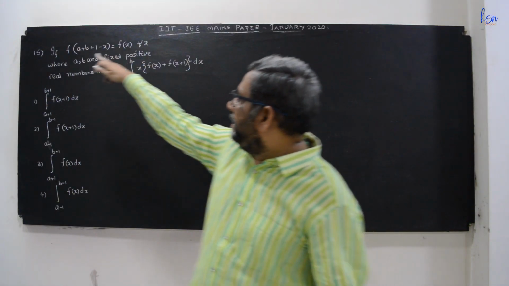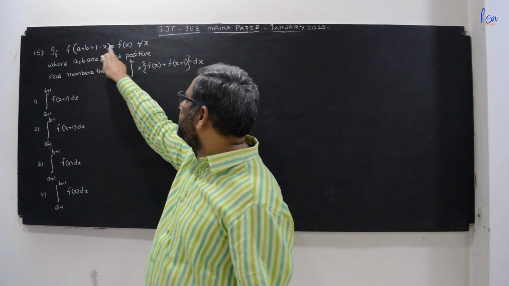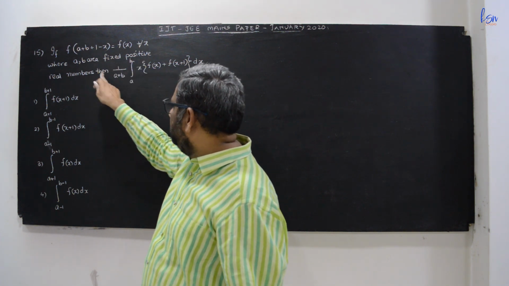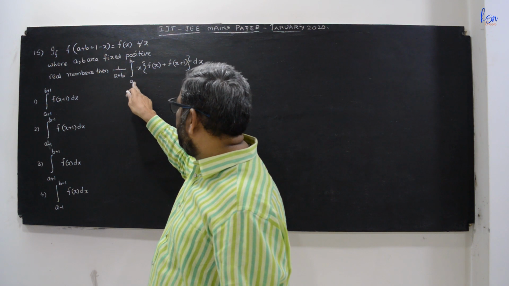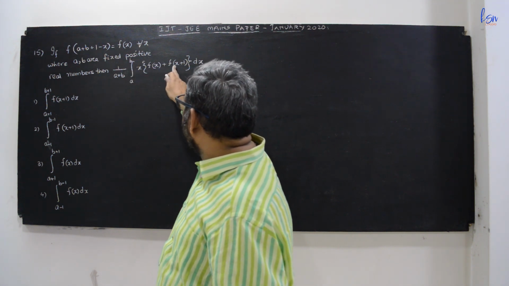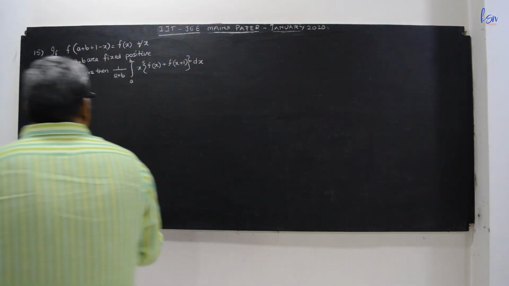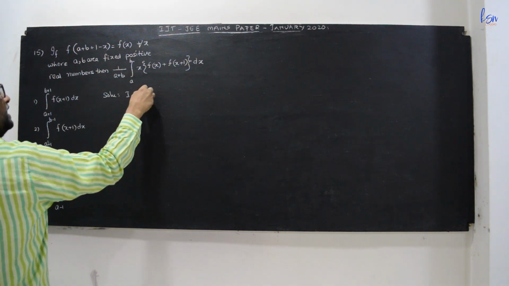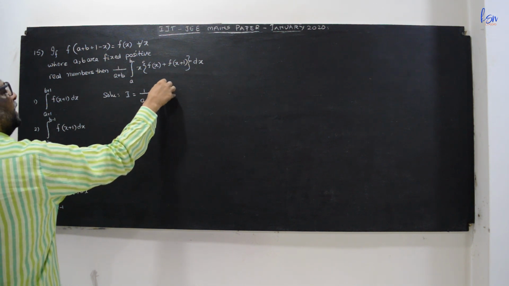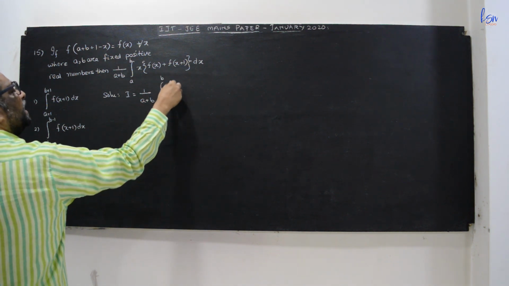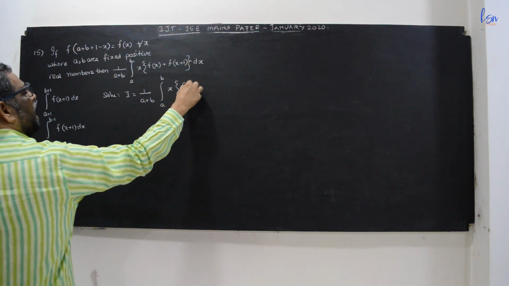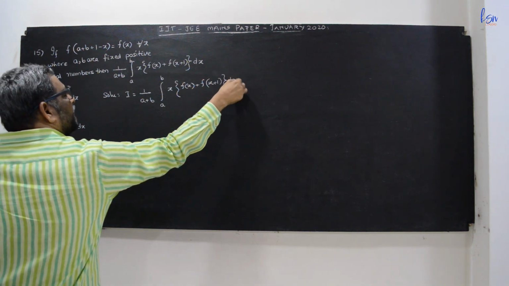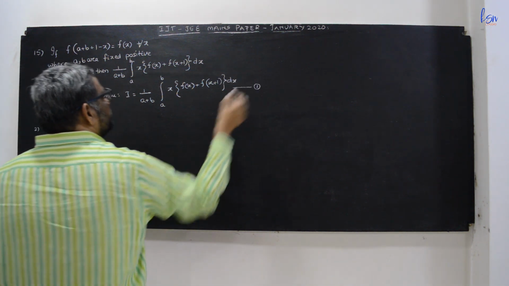The next problem is: if f of (a plus b plus 1 minus x) is equal to f of x for all x, where a, b are fixed positive real numbers, then find 1 by (a plus b) integral a to b x into (f of x plus f of x plus 1) dx. This is a definite integral problem. Solution: let I be equal to 1 by (a plus b) integral a to b x into (f of x plus f of x plus 1) dx. Call this the first equation.